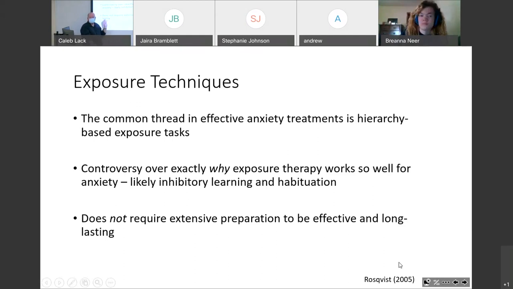If we're treating fear and anxiety well, from an evidence-based standpoint, we're using different kinds of exposure-based tests. And that's just what we're doing. There's some controversy over exactly why exposure-based tasks help so many people with these kinds of problems. There's not controversy that they do. The most likely thing that we're now learning is that this is really happening through what we call inhibitory learning and habituation.